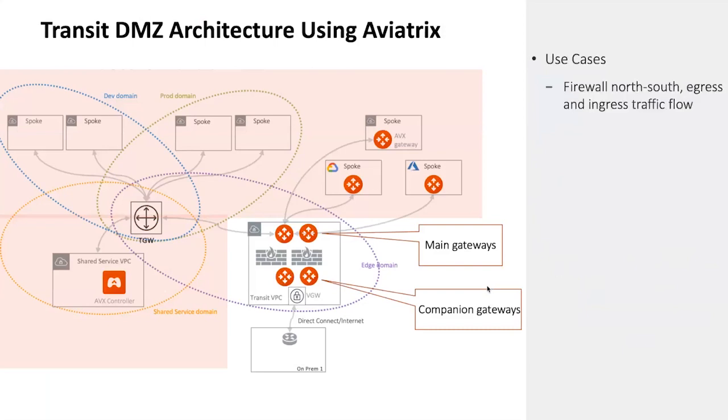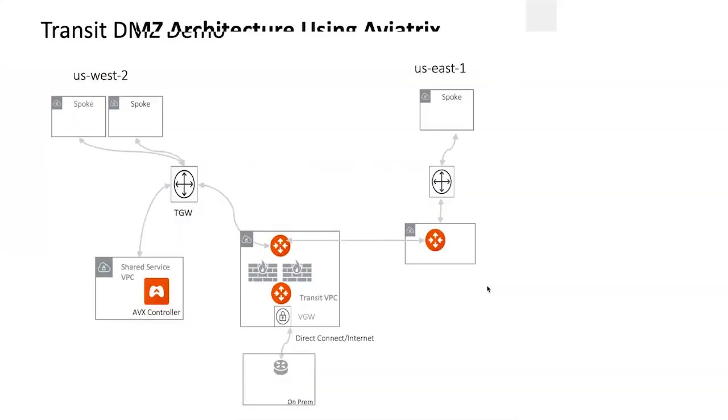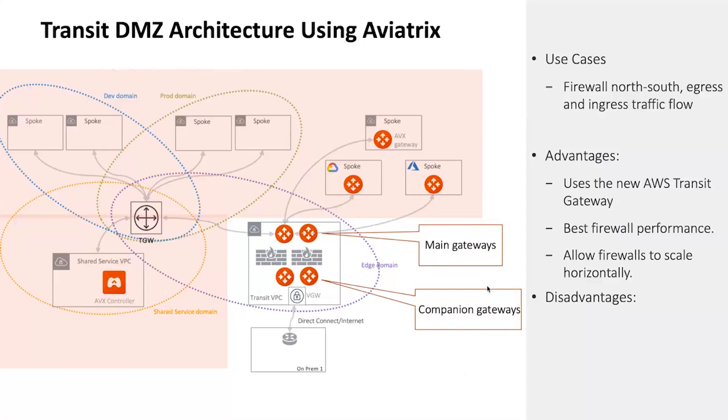So firewall north-south egress and ingress traffic, egress and ingress advantages. Use the new AWS Transit Gateway, the best firewall performance because you're not doing IPsec. Allow firewalls to scale horizontally. You can add more firewalls in this VPC. Disadvantages, not really. Sherry, what am I missing? What else can we add to this?